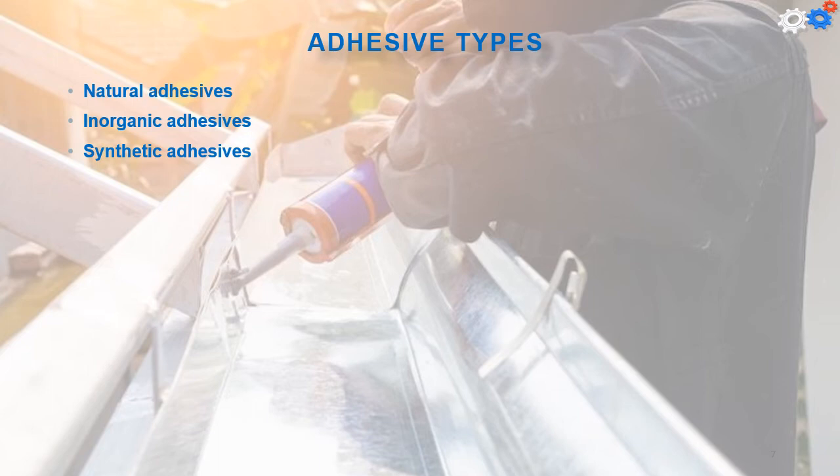The second type is inorganic adhesives, which are based principally on sodium silicate and magnesium oxychloride. They usually have a low cost, but also low strength. The third type is synthetic adhesives, which are the strongest and are a mixture of various thermoplastic and thermosetting polymers.